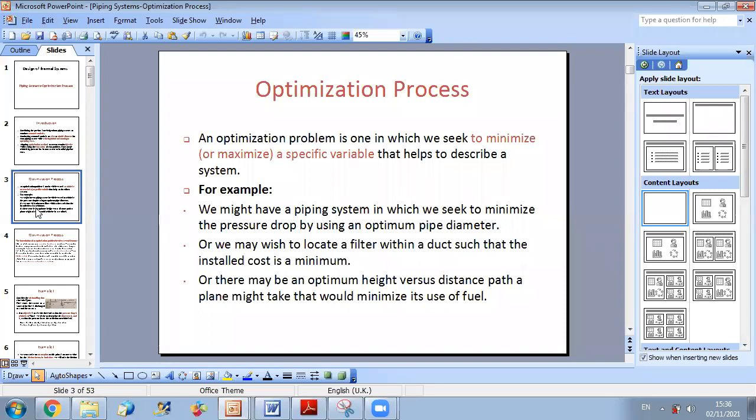Another problem can be that I have a certain optimum height versus distance path a plane might take that would minimize the use of fuel, for example. So I have constraints in space, limitations in space. So I should look at my problem and see what conditions I should work with to be able to select the appropriate diameter.